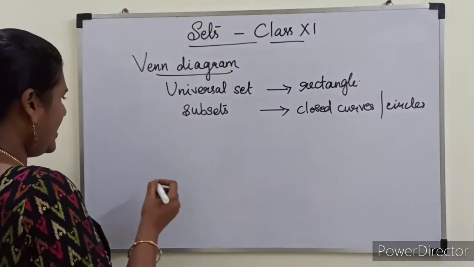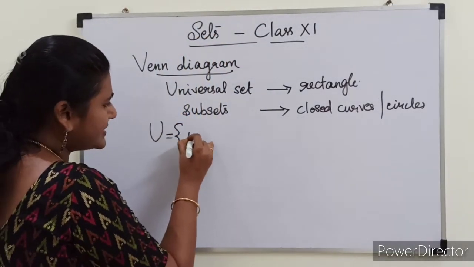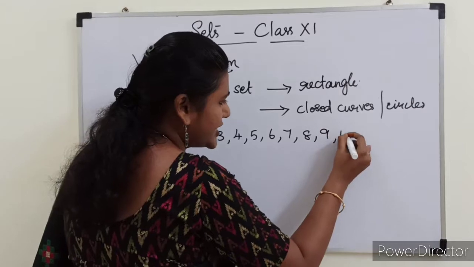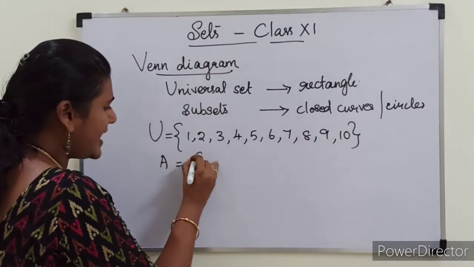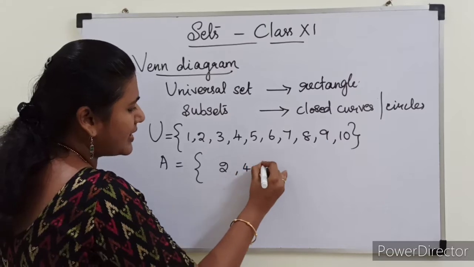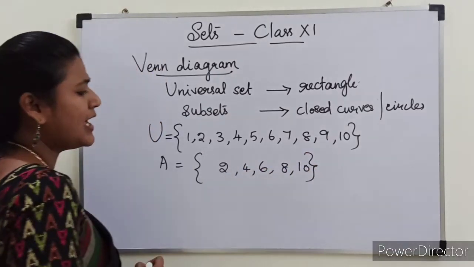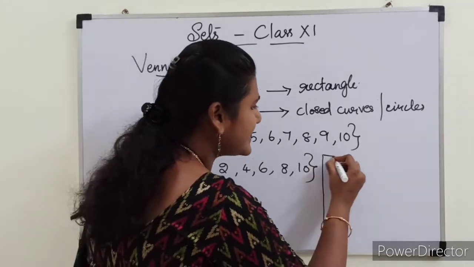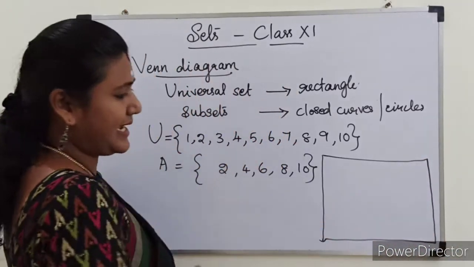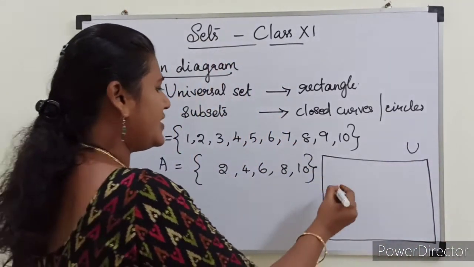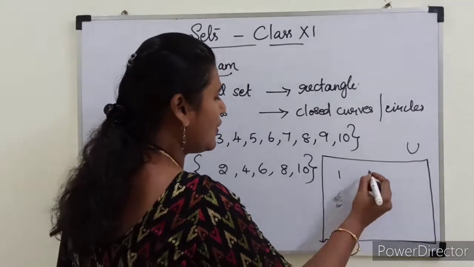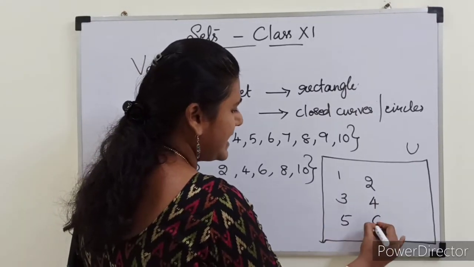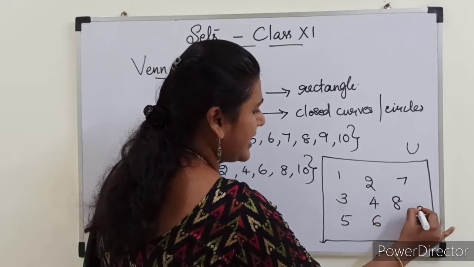So, we will see one example. Suppose U, the universal set, is equal to 1, 2, 3, 4, 5, 6, 7, 8, 9, 10. And set A is equal to 2, 4, 6, 8, 10. Then how can we represent this in a Venn diagram? I already told you the universal set is represented using a rectangle. So this is the universal set in which we will write all these elements: 1, 2, 3, 4, 5, 6, 7, 8, 9, 10.